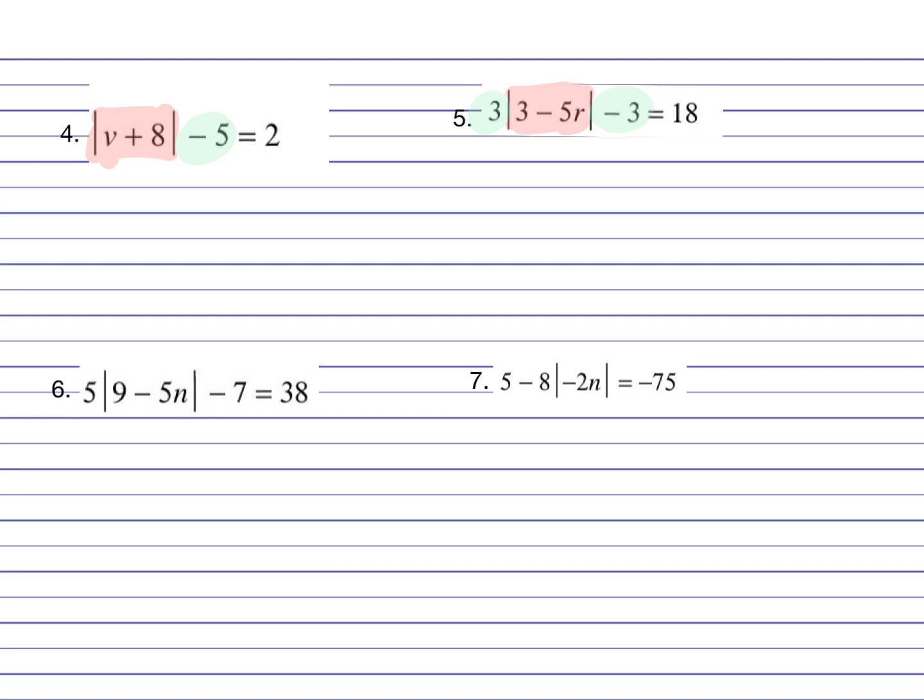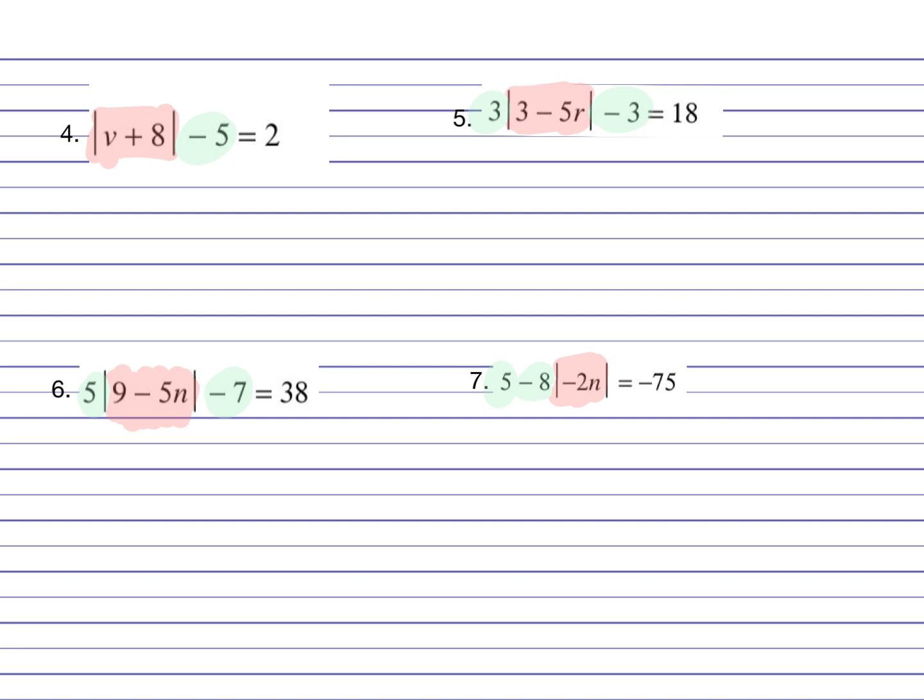This one has a multiply by 5 and a subtract 7 with it. So I got to get that away from it before I can actually solve. And then this absolute value has adding 5 and multiplying by negative 8. Oops, see, students do that too. That's one that a lot of students will miss.